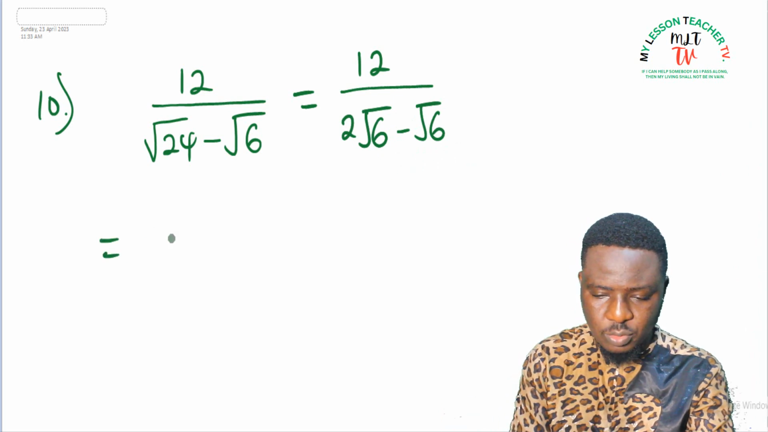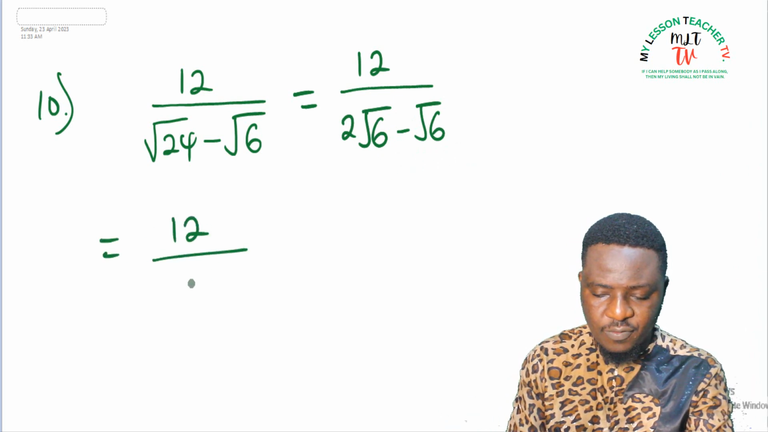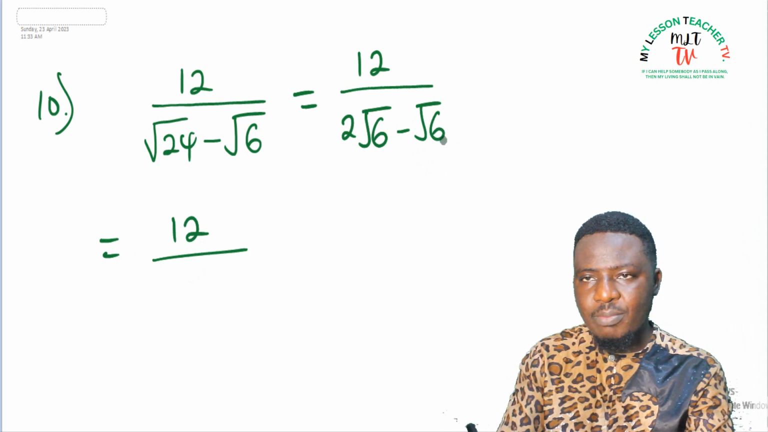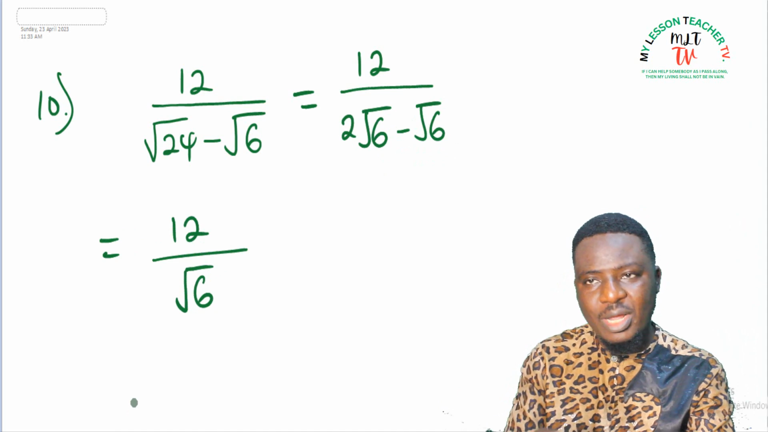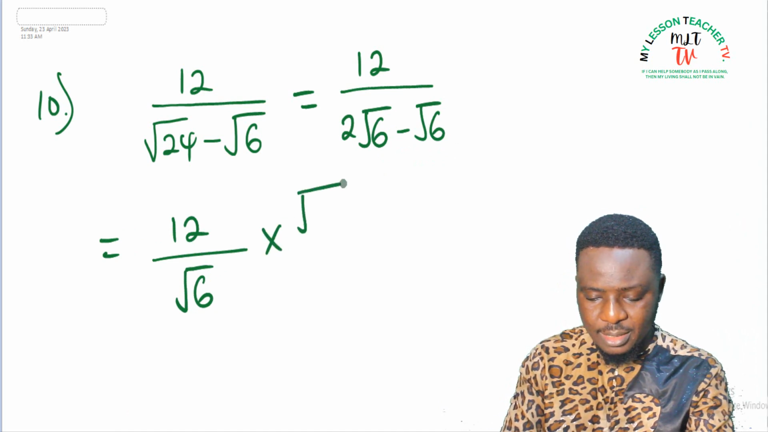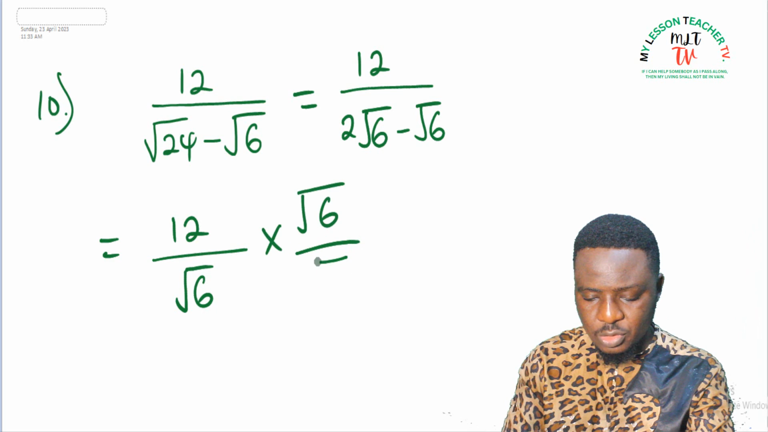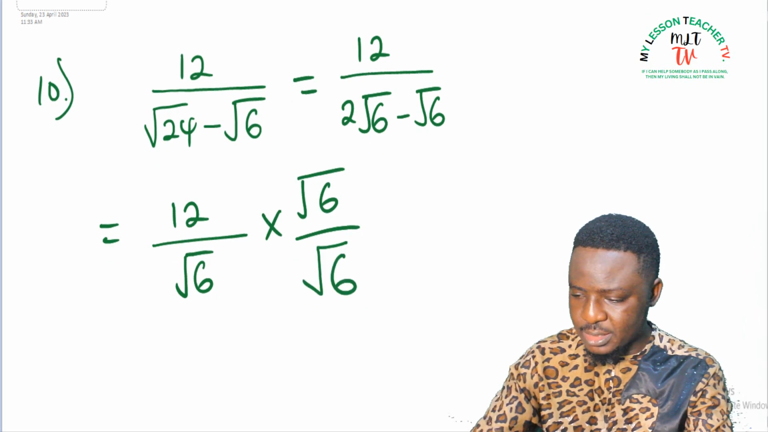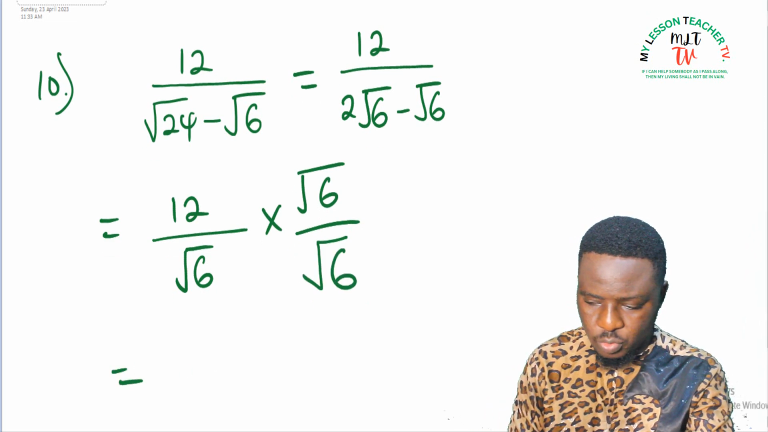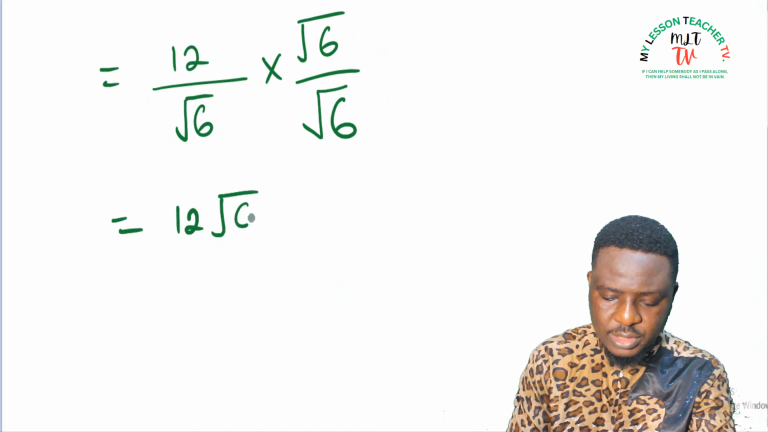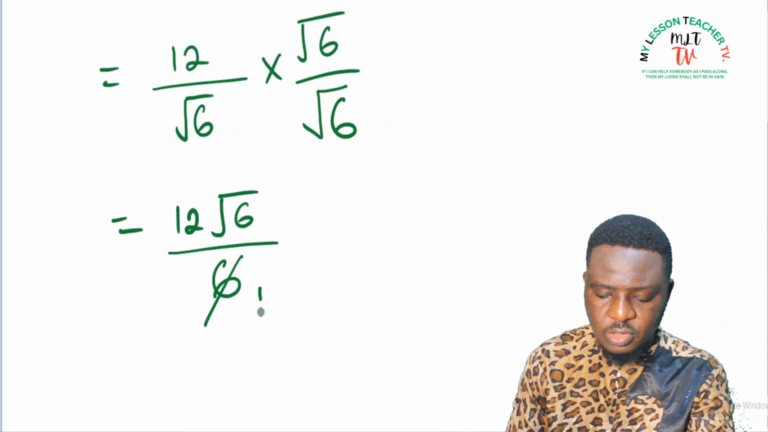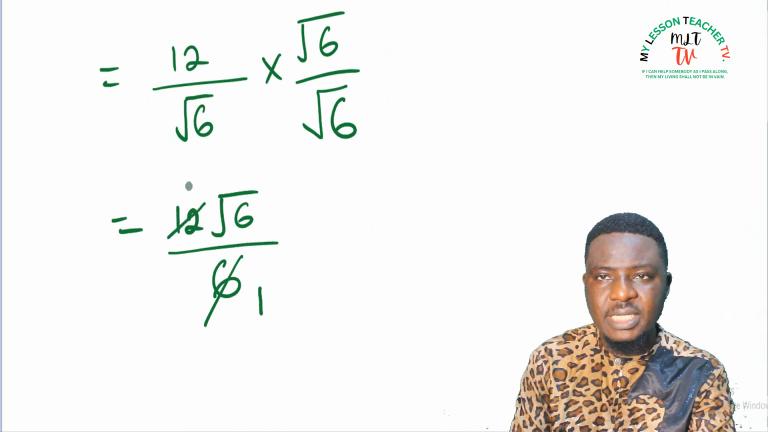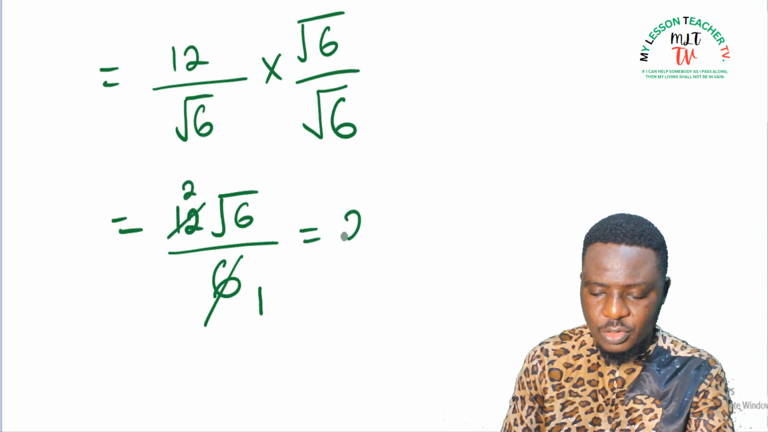So this is equal to 12 divided by 2 root 6 minus root 6, which is root 6. Then you can rationalize by multiplying both the numerator and denominator by root 6. And this is equal to 12 root 6 divided by 6. 6 is a factor. 6 into itself is 1. 6 into 12 is 2, leaving us with 2 root 6.